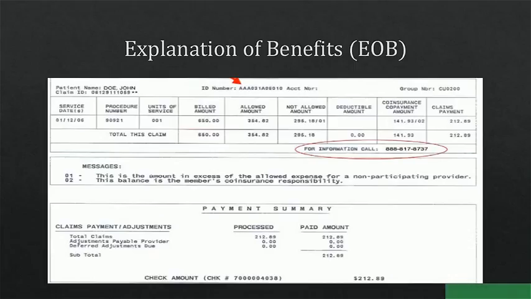contractual write-off. Many payers now offer providers electronic data and fund transfers instead of paper EOBs and checks. In these cases, the payment will be directed to an account you have specified, and you will receive an electronic version of the EOB.